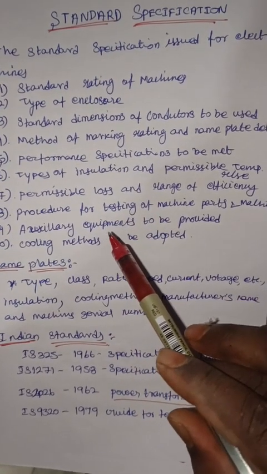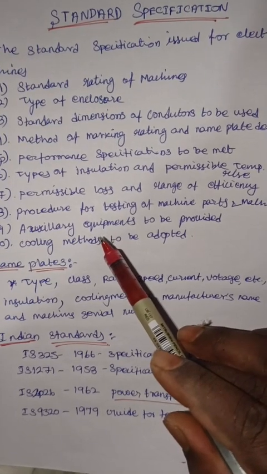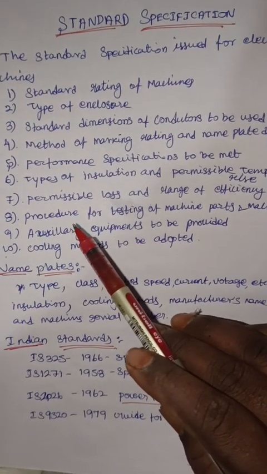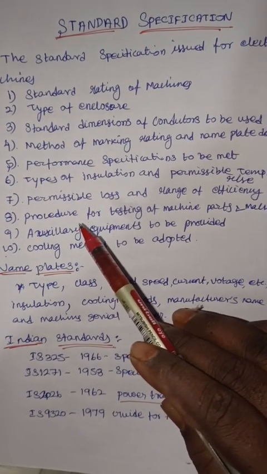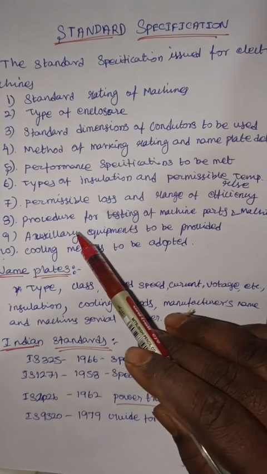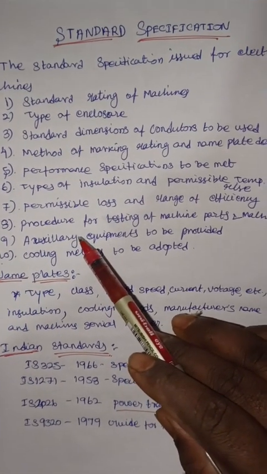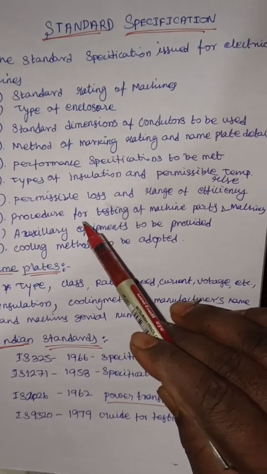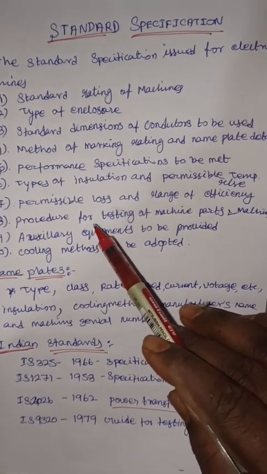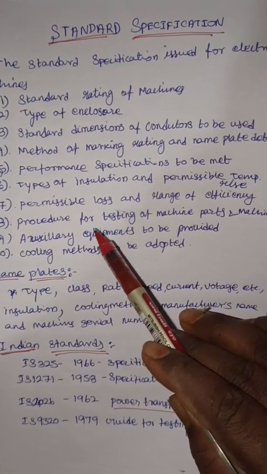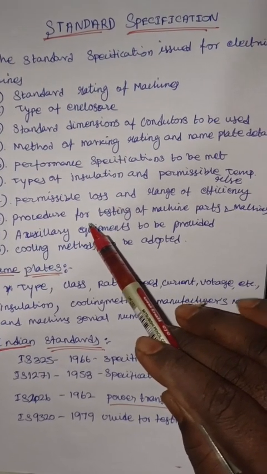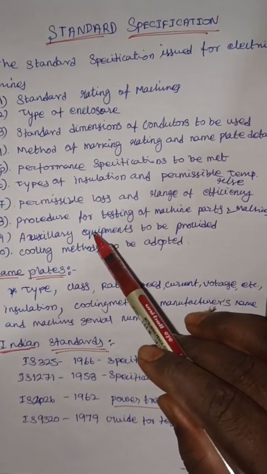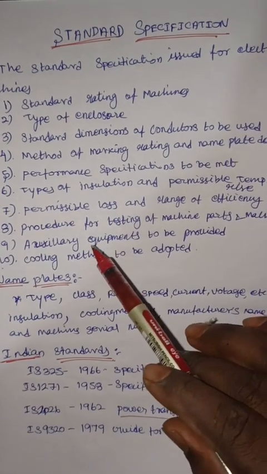Then the procedure for testing of machines and machine parts. Normally we do the load test. You all know about the various load tests for checking machines and identifying the efficiency of the machines. That itself has a procedure: step by step you apply the load, take different readings and calculate the efficiency. That is the procedure for testing of the machine.